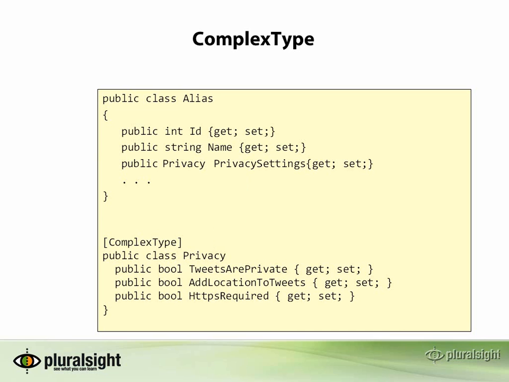a key property. It's going to depend on the Alias's key for identity tracking. You can use the complex type in any number of classes, and each instance of Privacy will depend on its parent class for any change tracking.